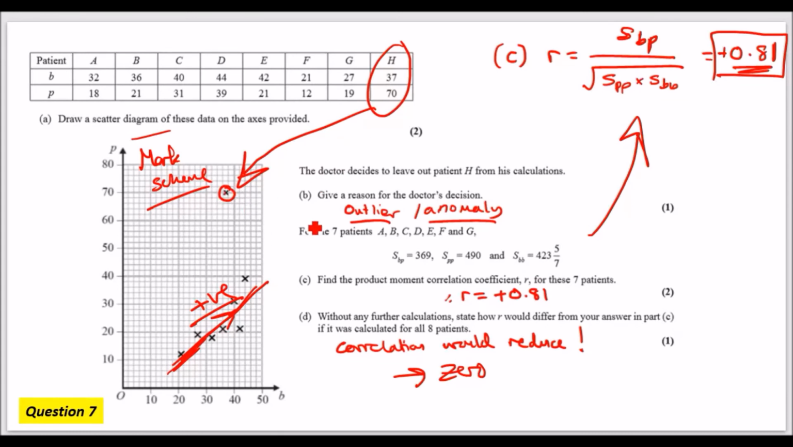If this anomaly was, however, somewhere over here, the correlation might increase. So whatever point is closer to the general line, then the correlation would increase and fit to it. In this case, the correlation might slightly bend across and be like this. Or perhaps it might even get worse and have no correlation.